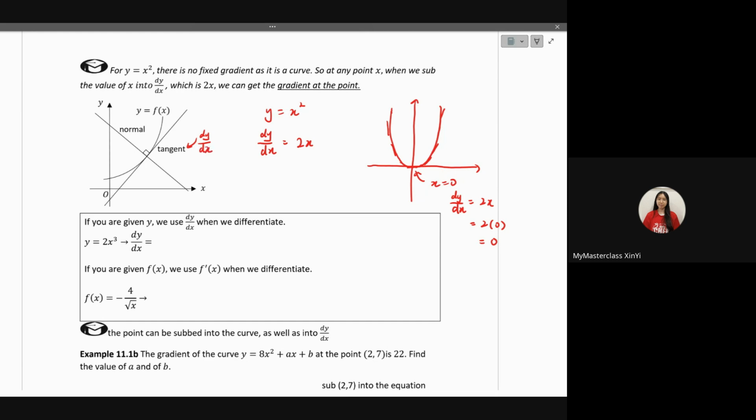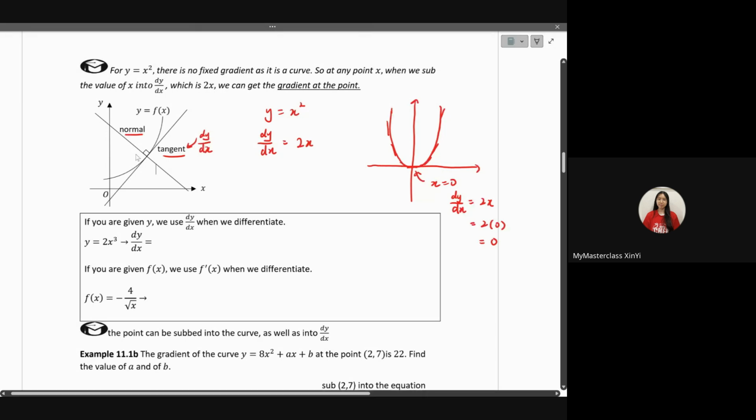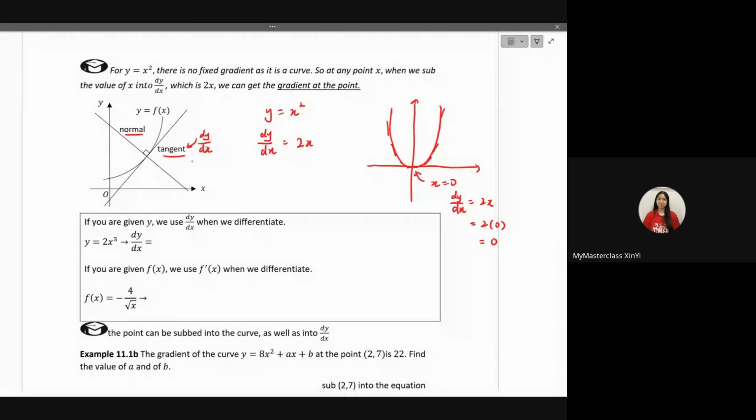Then you all learned before these normal lines. If you all have done coordinate geometry before, normal and tangent are basically 90 degrees to each other. So in other words, the gradient for normal versus tangent will be -1 over the original gradient. Which means once I find a gradient at this point over here, -1 over the gradient at this point for tangent will be the gradient of the normal line.